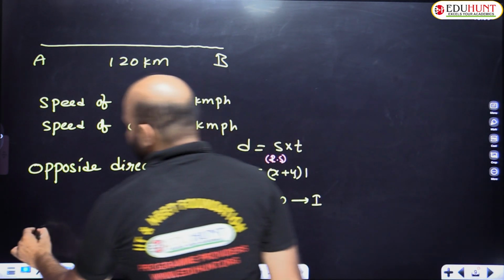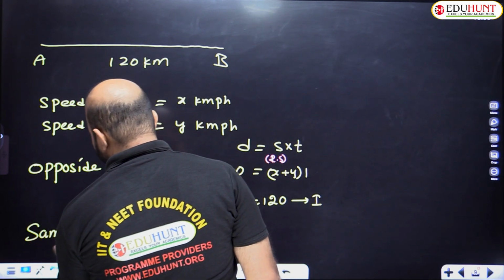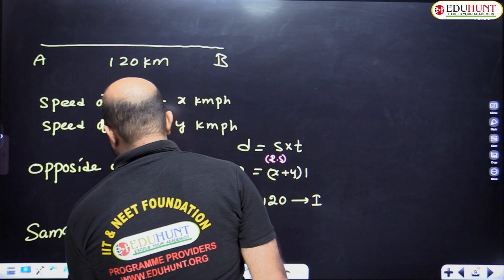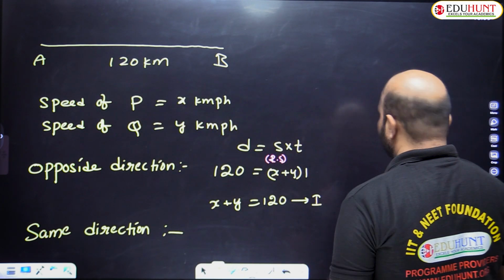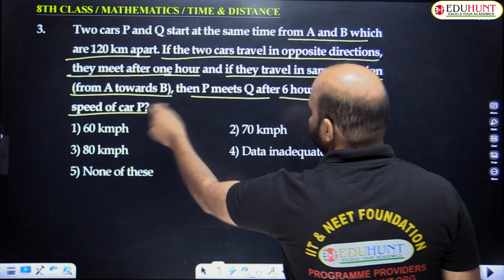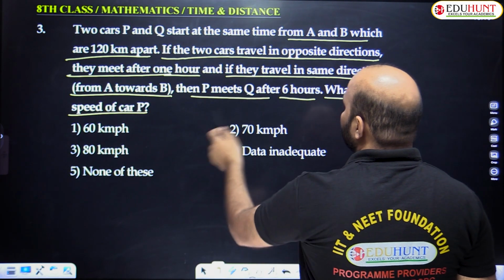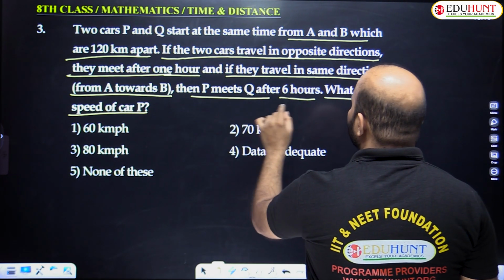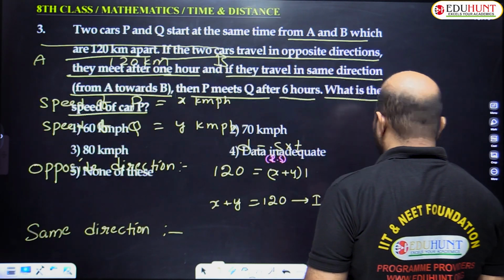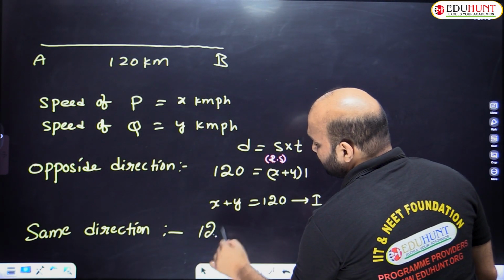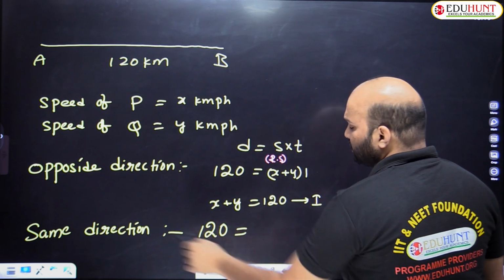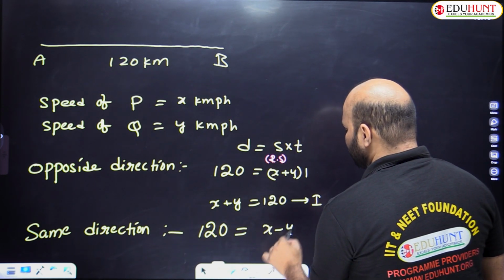If they are moving in the same direction, as already given in that condition, both start from A. P meets Q after 6 hours. The distance remains the same, 120 equals, what is the relative speed in the same direction? x minus y into 6 hours.